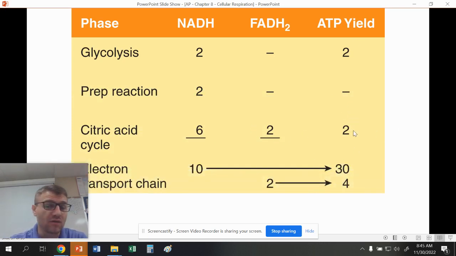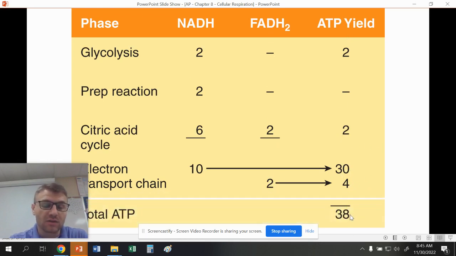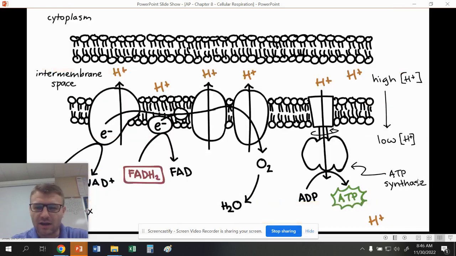So up until this point, we've only produced 2 ATPs. But if we do the math, how many ATPs are produced per NADH? 3. So take 10, because we add all these up, times 3 is 30. 2 times 2, because 2 ATP are produced per FADH2. So 2 times 2 is 4. Add these all up, you make around 38 ATP. Sometimes a little bit lower because, again, these 3 and 2 numbers aren't perfect, but we say between 36 and 38 ATP on average.